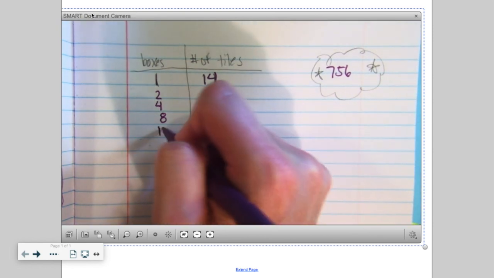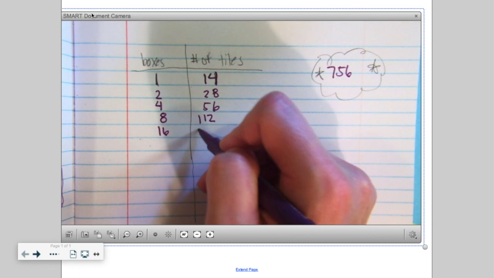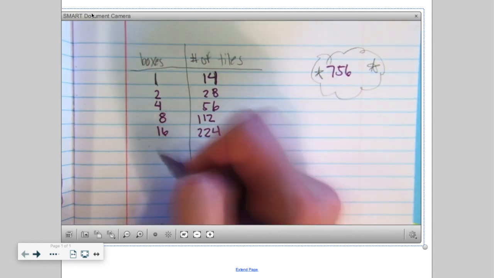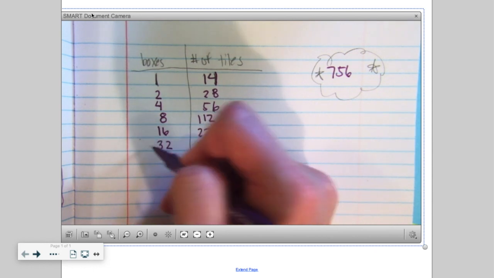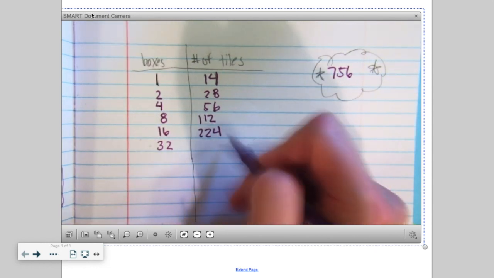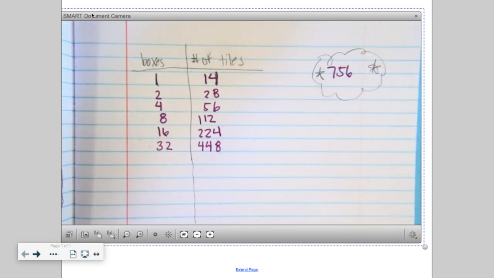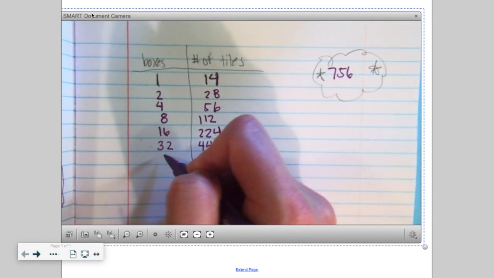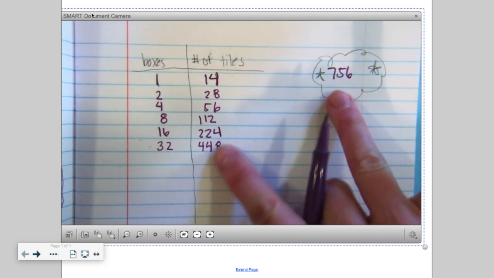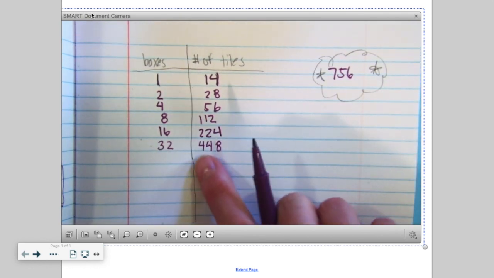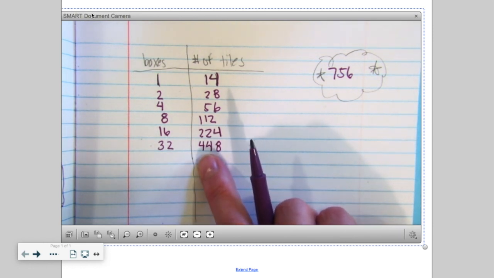If I have 16 boxes, then I have 224 tiles. If I have 32 boxes, doubling 16, then I have 448 tiles. Then, let's see. If I double 32 and get to 64, I know I'm going to go into the 800s. So I know I'm going to miss my mark.